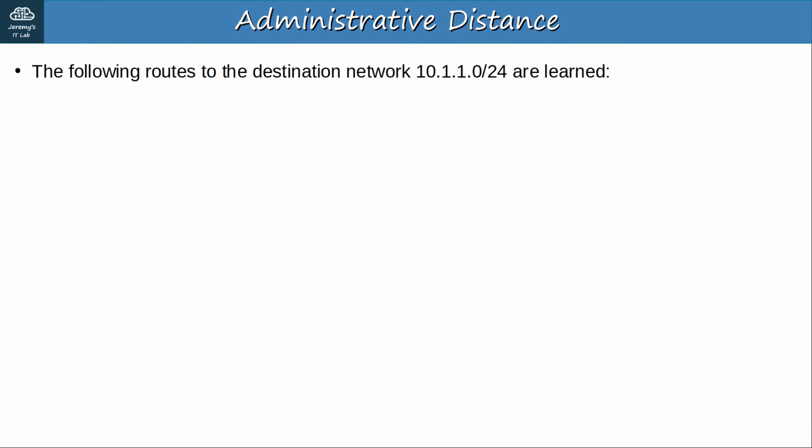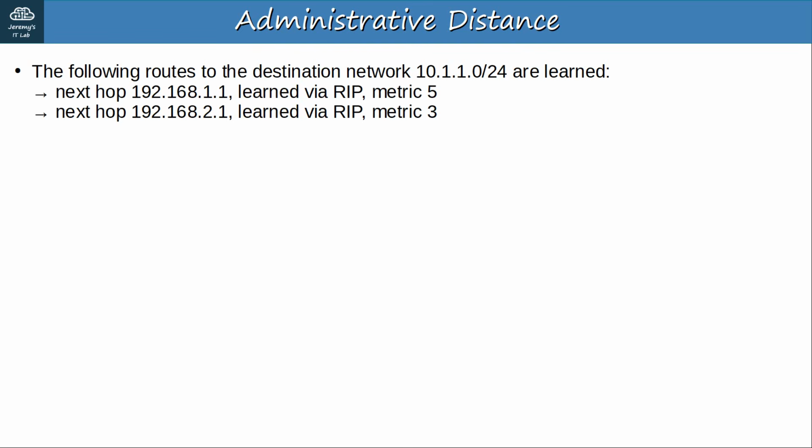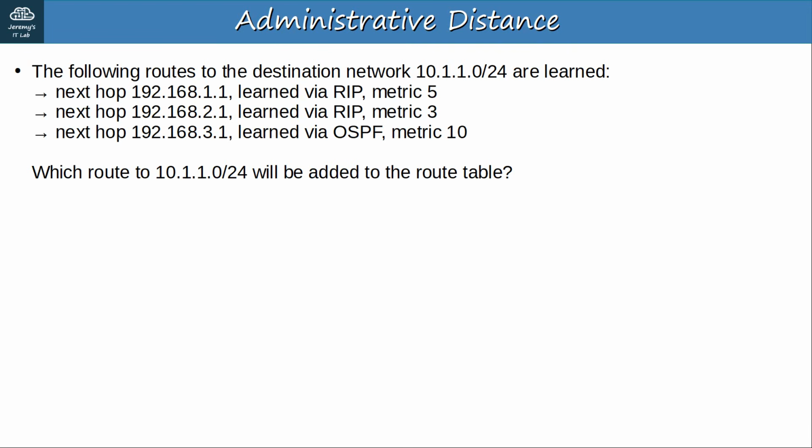Here's a quick quiz question to demonstrate a point. The following routes to the destination network 10.1.1.0/24 are learned. A route with a next hop of 192.168.1.1, learned via RIP, with a metric of 5, a route with a next hop of 192.168.2.1, learned via RIP, with a metric of 3, and a route with a next hop of 192.168.3.1, learned via OSPF, with a metric of 10. Which route to 10.1.1.0/24 will be added to the route table? Pause the video to think about the answer.